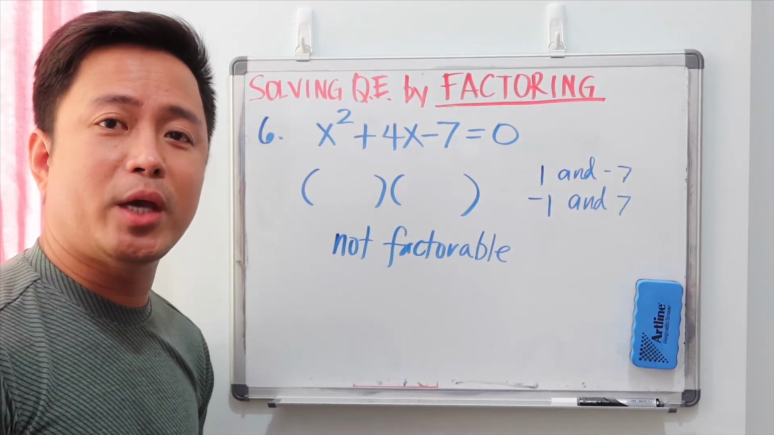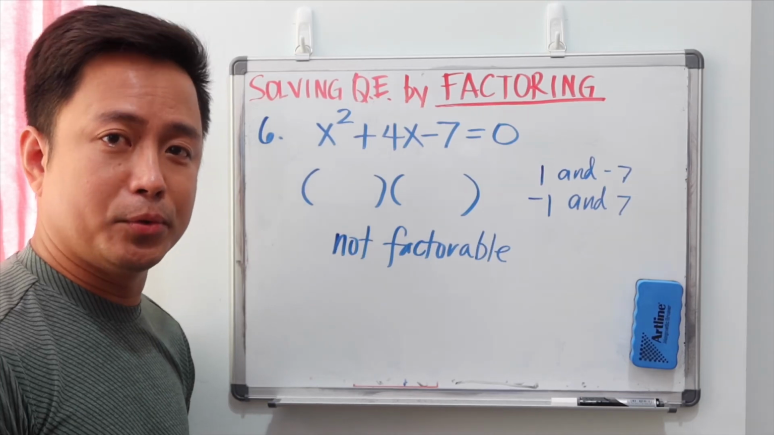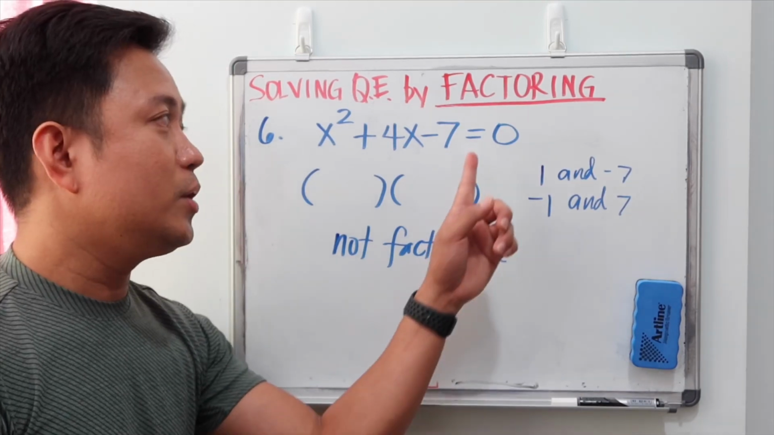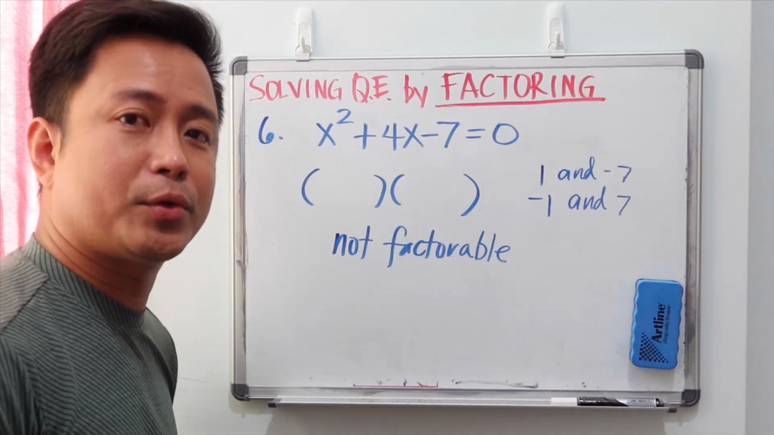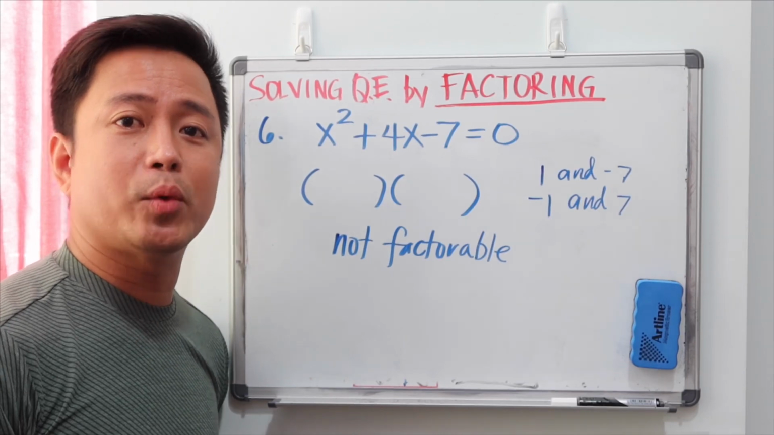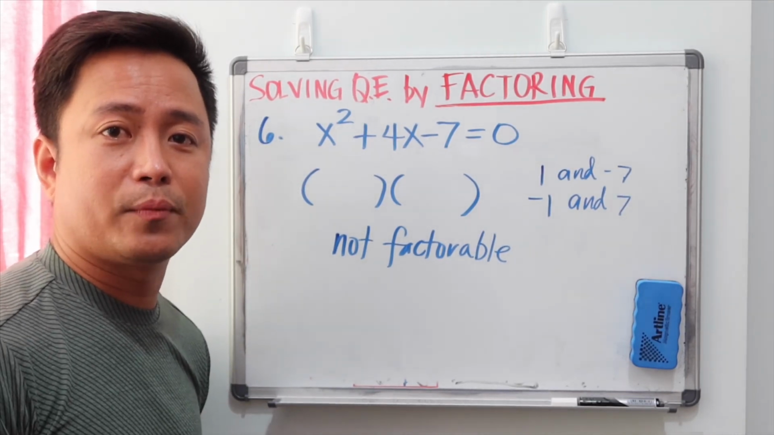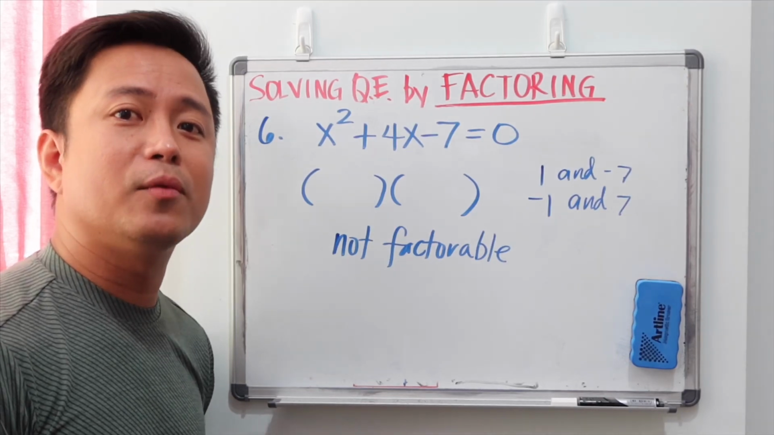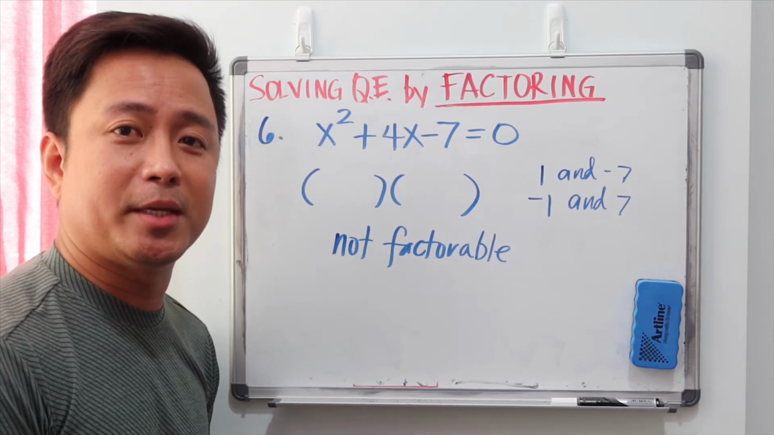Since the quadratic equation is not factorable, this means that we cannot find the roots of this quadratic equation using this method. But there are two other ways to solve for the roots of a quadratic equation. One is by using the quadratic formula, and the second is by completing the square. So please watch for my upcoming videos on the quadratic formula and completing the square.